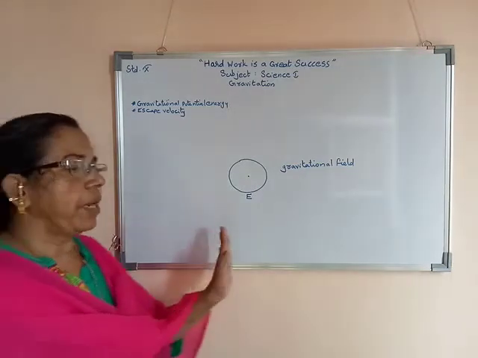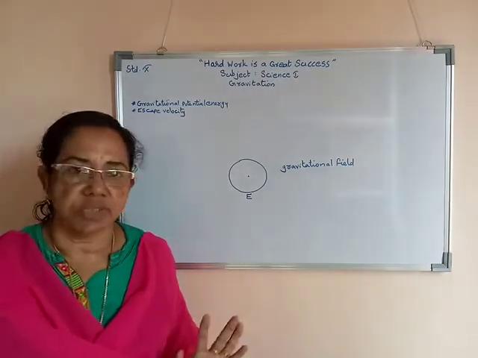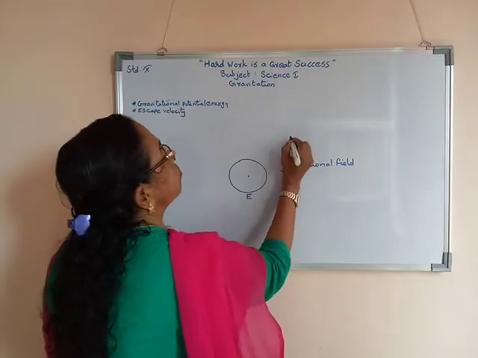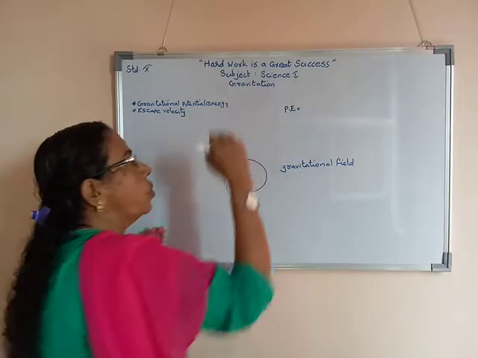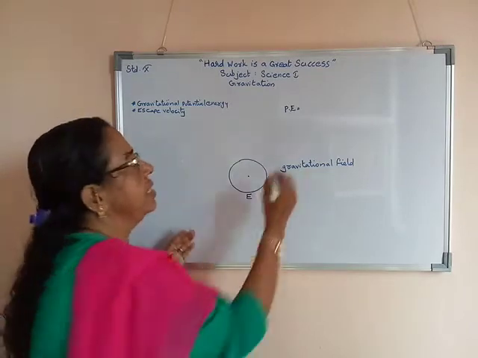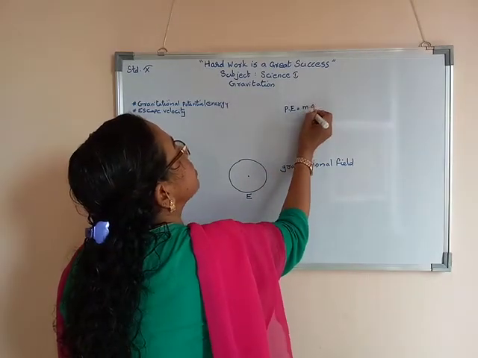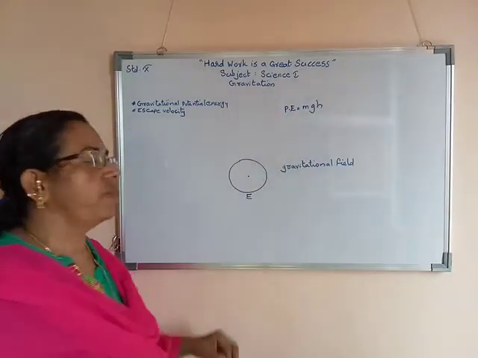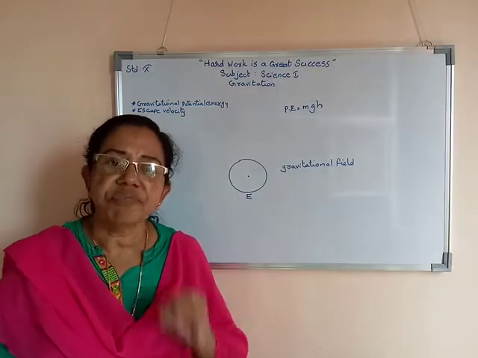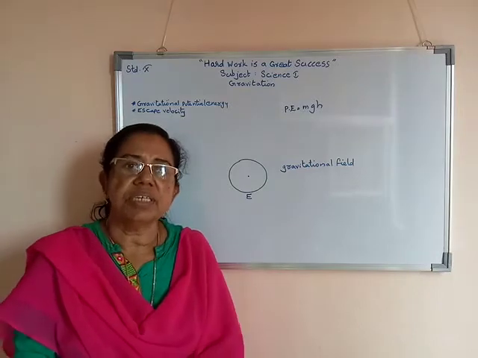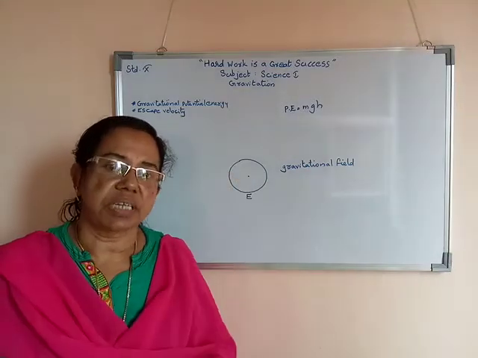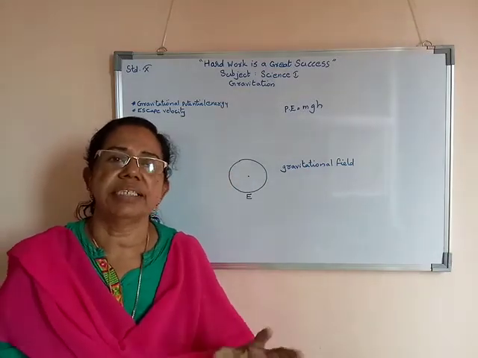Now we are studying potential energy first. What is the formula for potential energy? You all know that it is mgh. The formula for finding the potential energy of an object which is on the surface of the earth or above the surface of the earth. You already studied that, that is mgh.